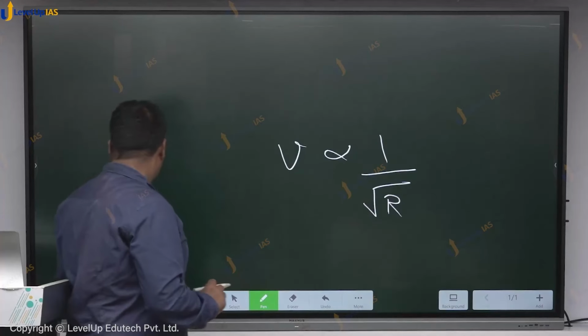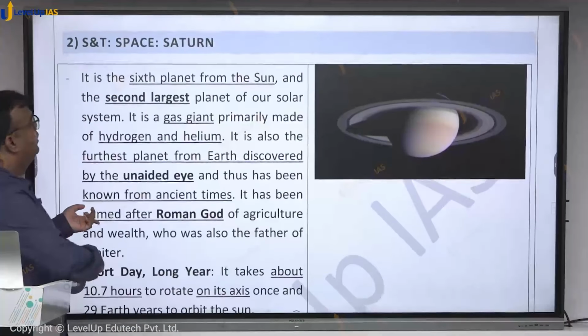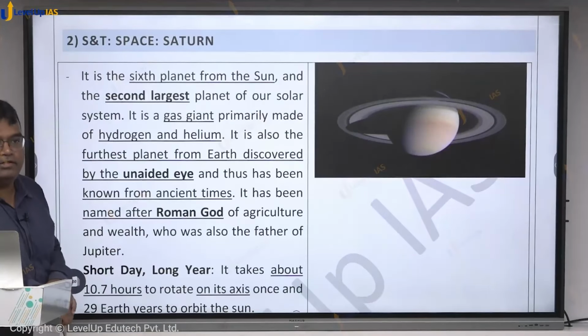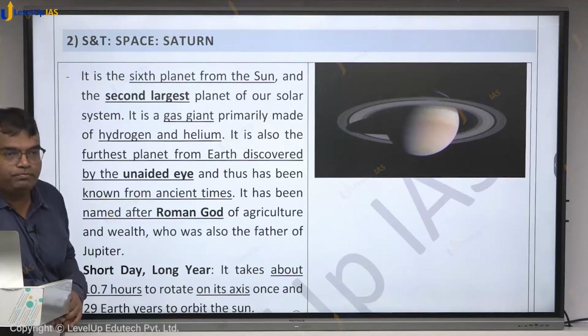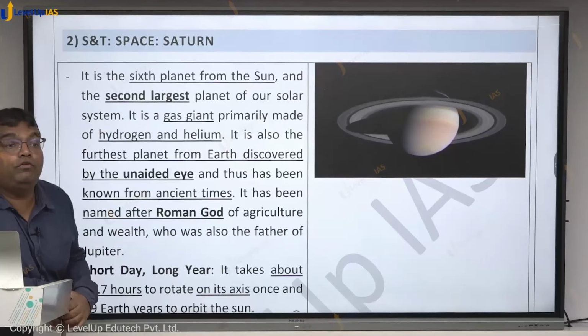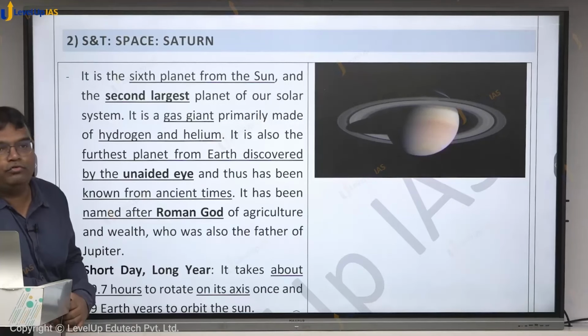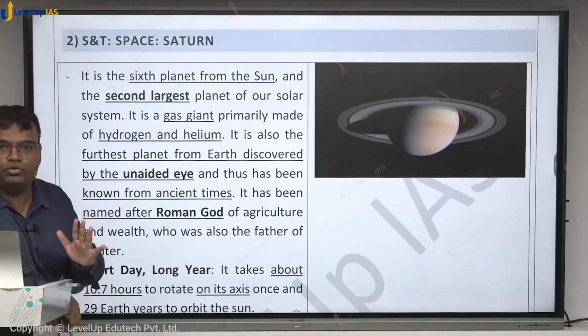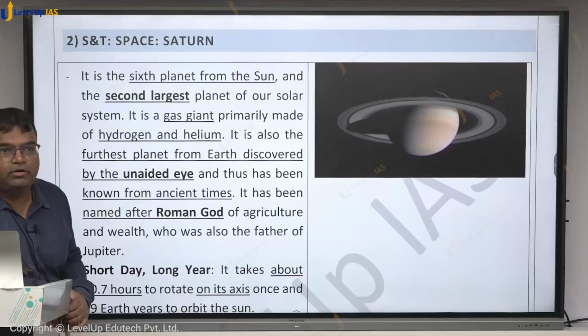Now, Saturn is the 6th planet. Saturn के बाद we have Uranus and Neptune. It is the second largest planet. Largest is Jupiter. It is also a planet which has highest number of moons. हमने बचपन में Jupiter पढ़ा था, but now with discovery of more moons, Saturn has way more number of moons or natural satellites. Earth has only one natural satellite. Saturn has more than 100 natural satellites.